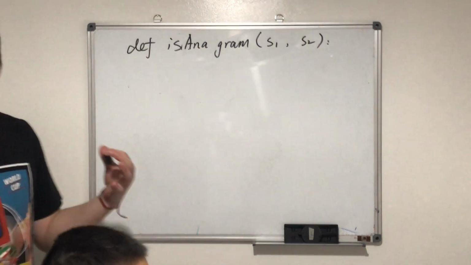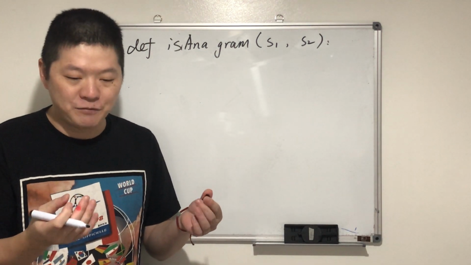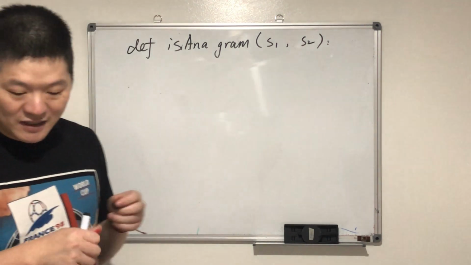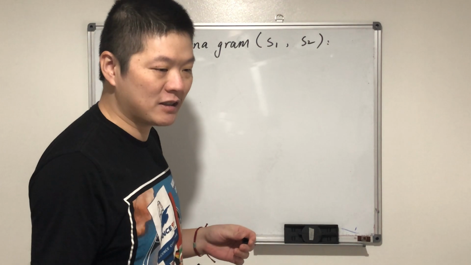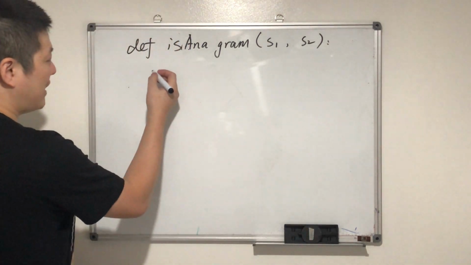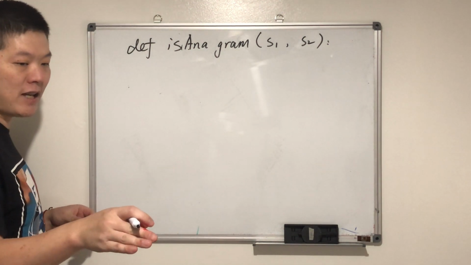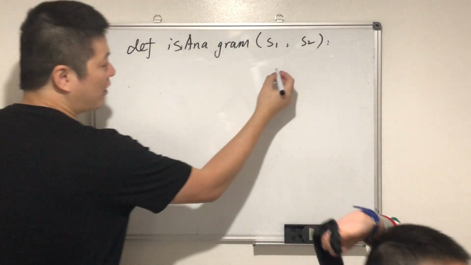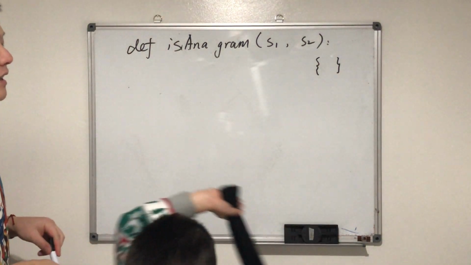We need to count the frequency of each letter. Am I right? Yeah. Remember, we talked about the dictionary objects, the dictionary object in Python. So in Python, we got this. What do you call it? Curly brace. Yeah, curly brace.